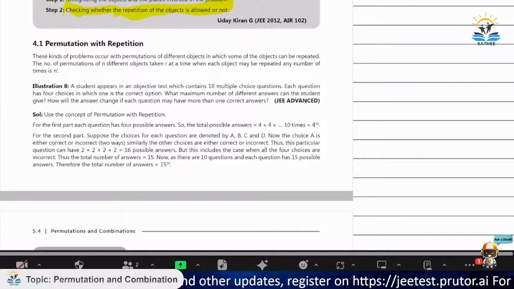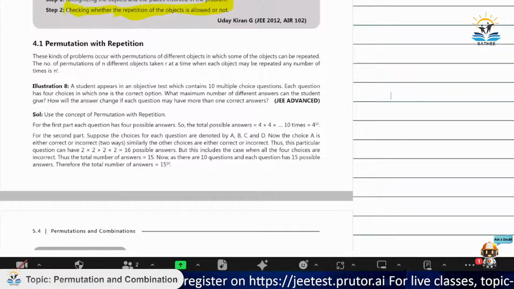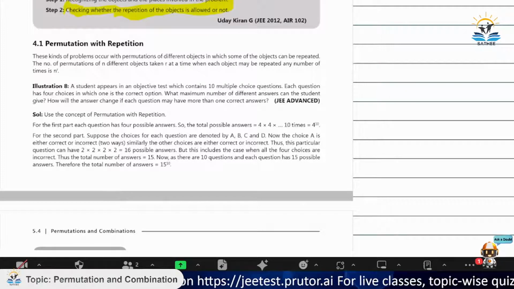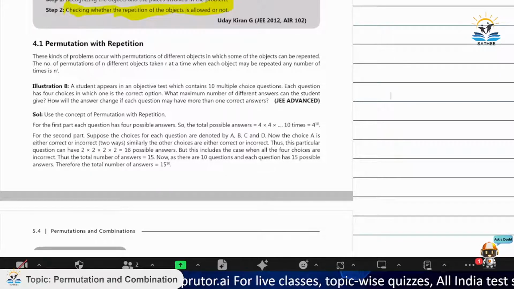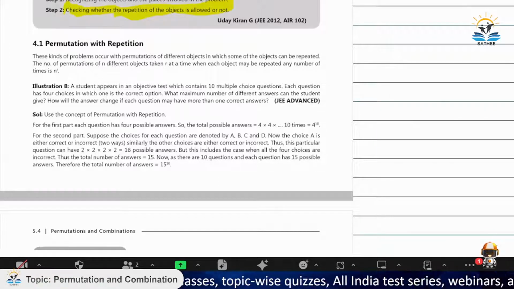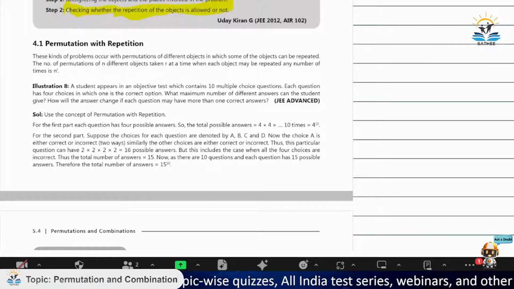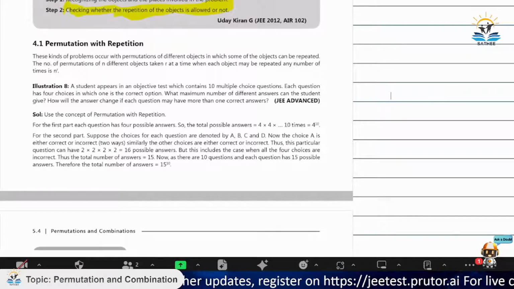Let's see an illustration so you'll understand what we are trying to say. A student appears in an objective test which contains 10 multiple choice questions. Each question has four choices, in which one is the correct option. What is the maximum number of different answers that the student can give? How will the answer change if each question may have more than one correct answer?